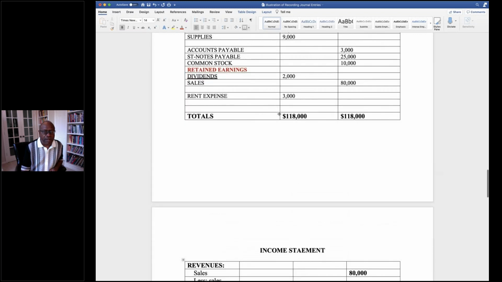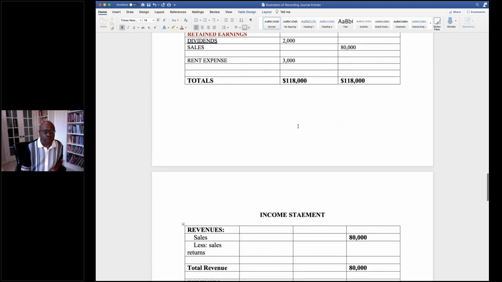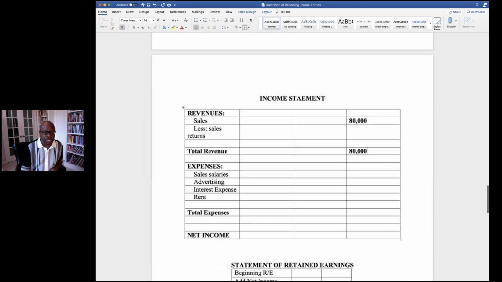Then we're going to pick up our expenses. We only had one expense, rent. If we had others, we'd add them up together, but we put the rent here. And so our total expenses are 3,000. We subtract total expenses from total revenue, and so our net income is 77,000. That is all that is involved in preparing the income statement.